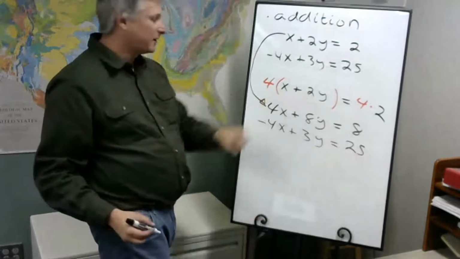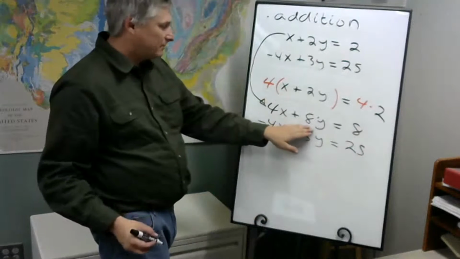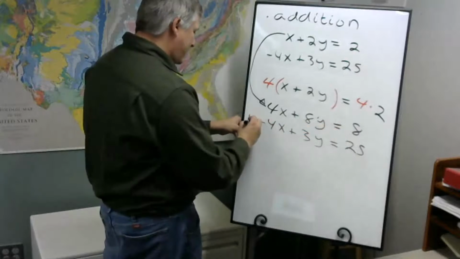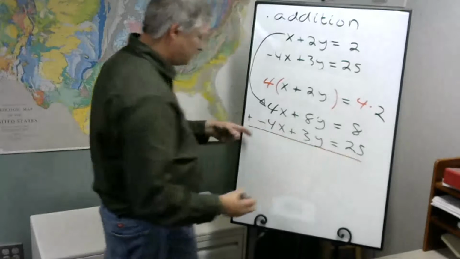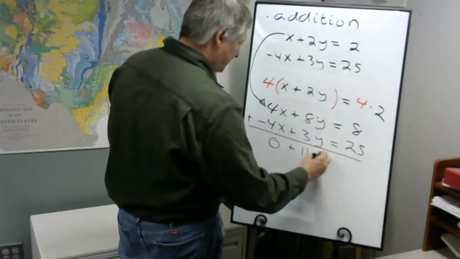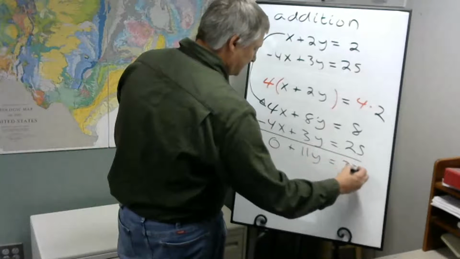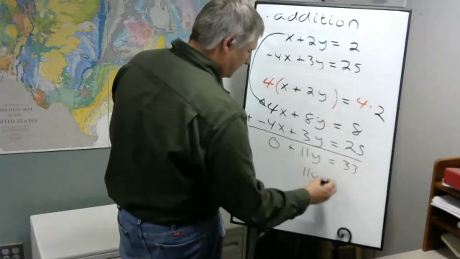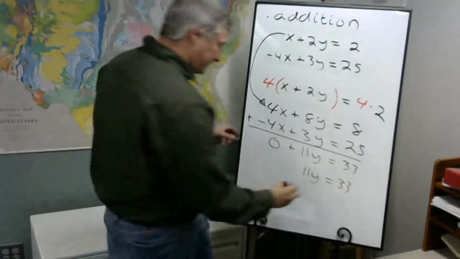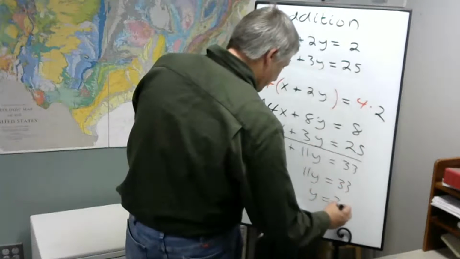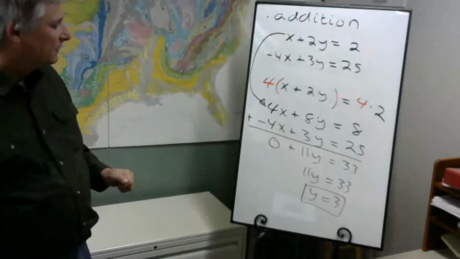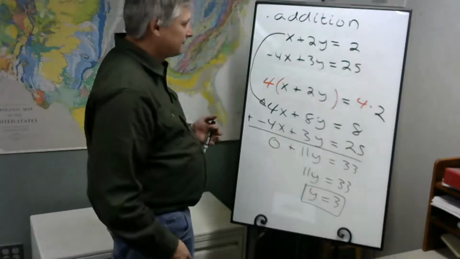Forgot to distribute my 4 there. So 4x plus 8y, need to distribute, equals 8. Now when we add these two equations, these will cancel. This becomes 11y, and this becomes 33. Or 11y is 33. Divide both sides by 11. We get 3. So we found out y is 3.